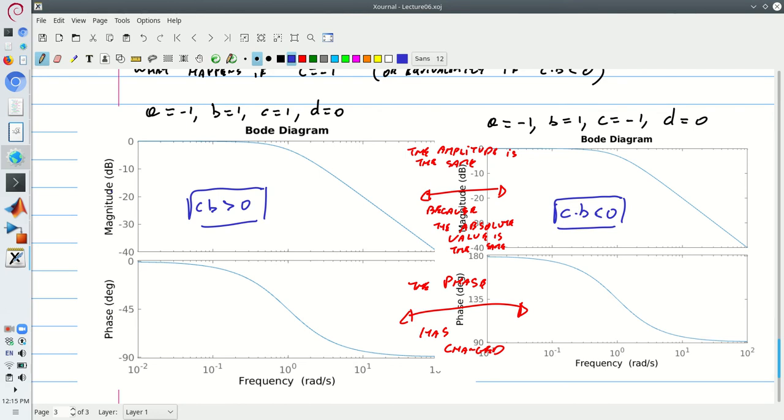So I think with this thing we can close our class today, and so next time we are going to introduce the Laplace transform.